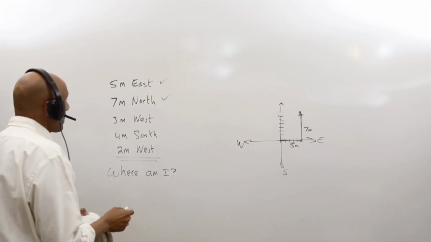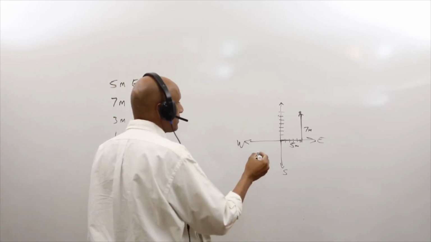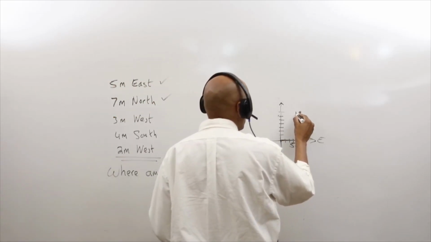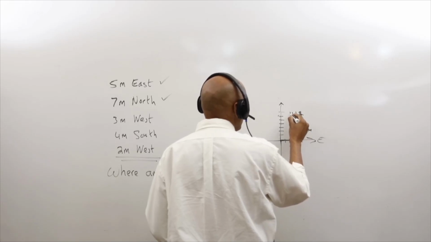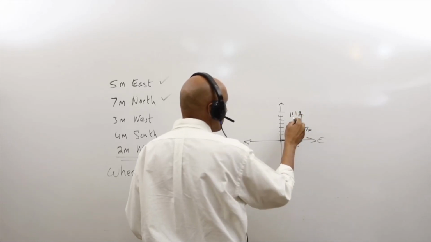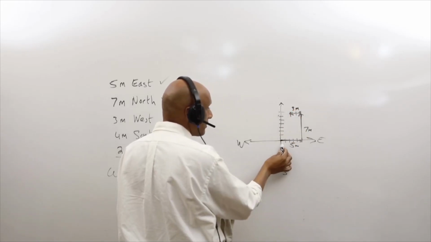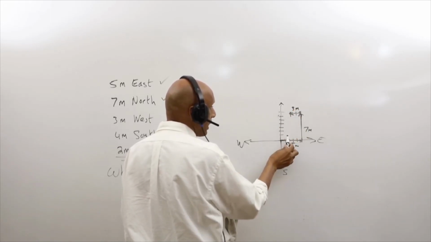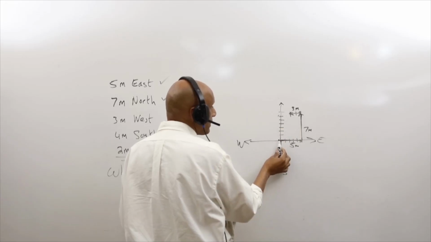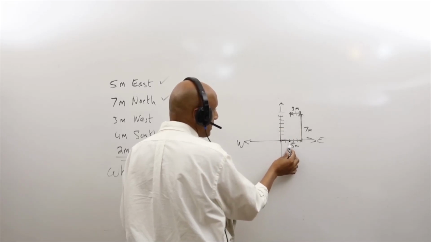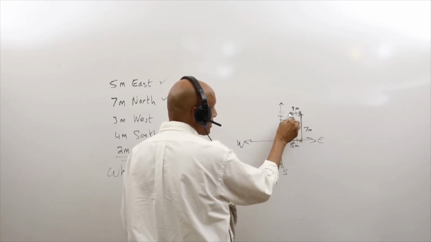And then I've traveled 3 meters west. West means that I've traveled 1, 2, 3, going across from 5 meters, so I'm 3 meters this way. That means I'm 2 meters in the east direction and 7 meters up. So that's my current location.